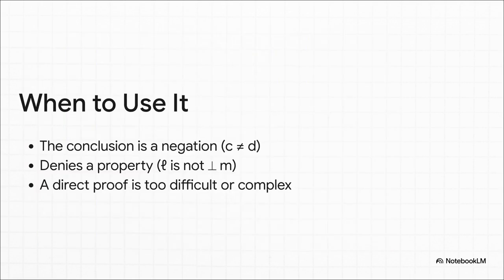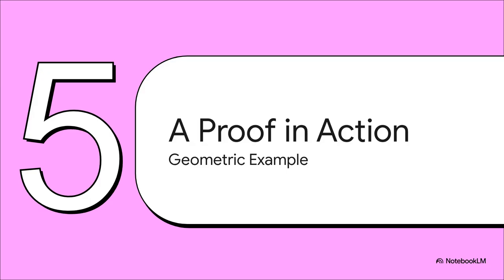So when do you pull out this clever trick? Well, it's perfect for proving negative statements, like showing that one thing is not equal to another. And honestly, it's an absolute lifesaver when trying to prove something directly is just super messy or complicated. Think of it as a logical escape hatch. All right, enough talk. It's time to put all of this together. We are going to tackle a classic geometry problem using our new favorite tool, the indirect proof. We have all the pieces of the puzzle, so let's see this thing in action.